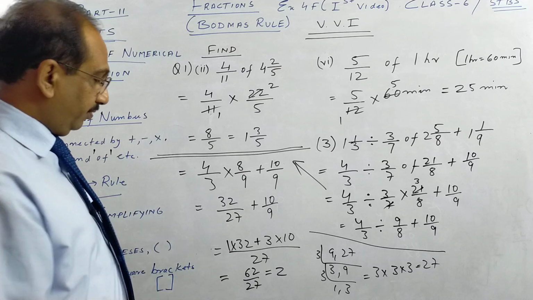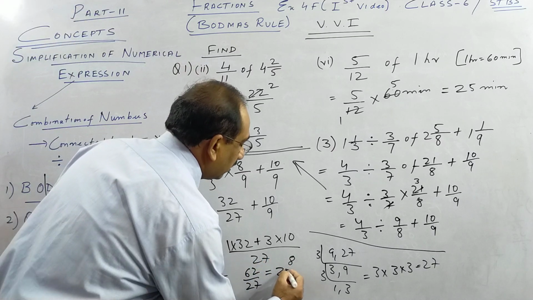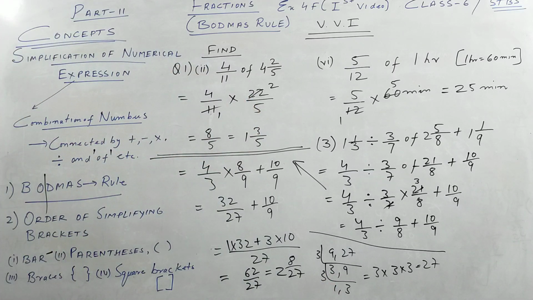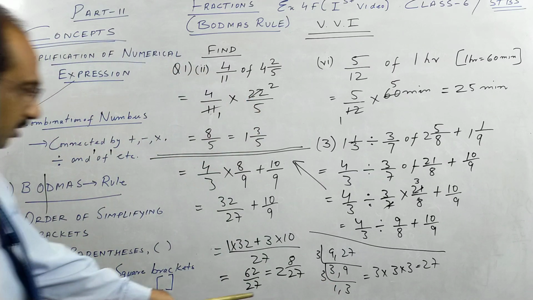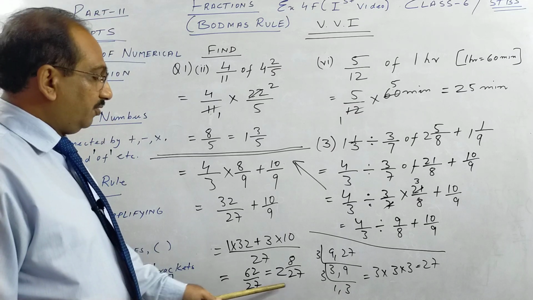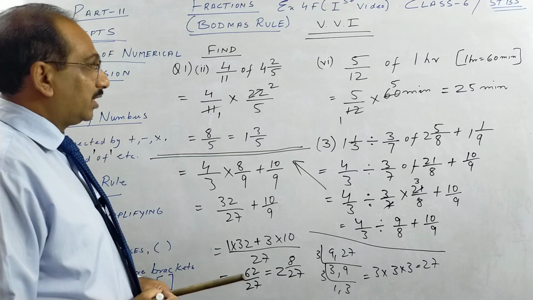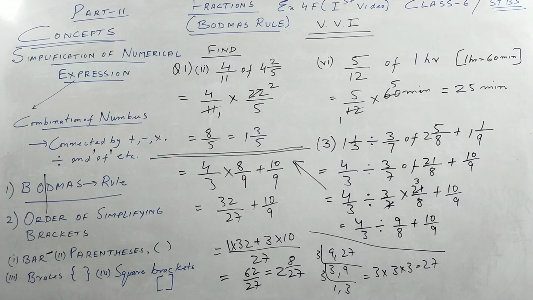If you convert it to a mixed fraction, 27 2s are 54, so I think this will be 2 and 8 by 27. You can do this in the rough work and see how we have converted improper to mixed fraction. So kindly pause the video and copy, or you can take a screenshot.